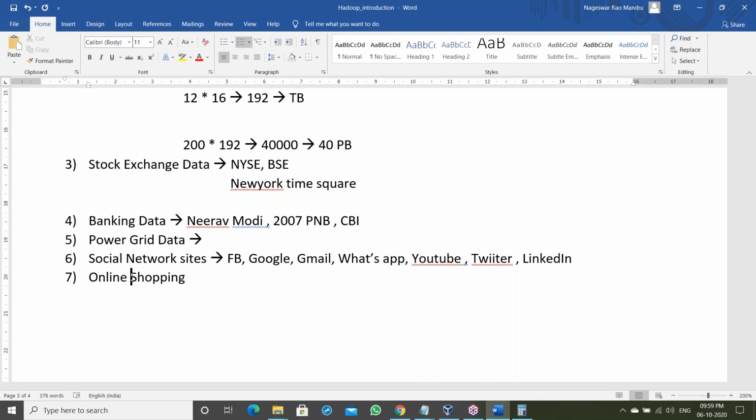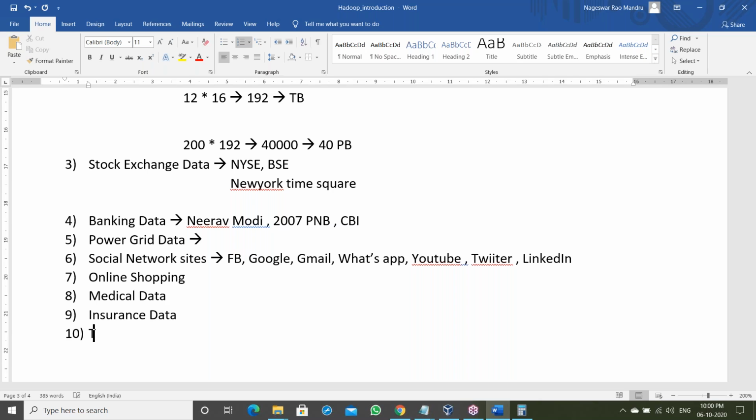Online shopping could be Amazon or Flipkart. Next, medical data and insurance data. Suppose long-term insurance, maybe 30 years, 15 years, or 20 years policies, and vehicle or truck incidents over 30 or 40 years. All that data has to be maintained.